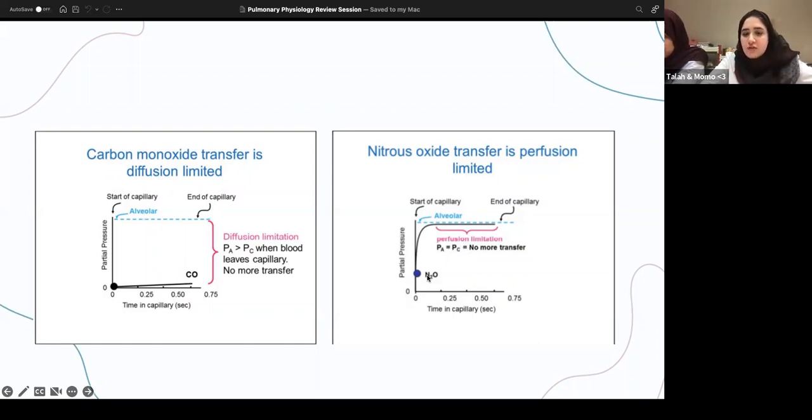So the partial pressure of nitric oxide inside the alveoli is equal to the partial pressure of this gas inside the capillary. Once this state is reached, there will be no more gas exchange. This is due to perfusion limitation, because the capillary will have the same blood until the blood moves and we have new blood. The exchange between the alveoli and the capillary will not happen. Is this clear?